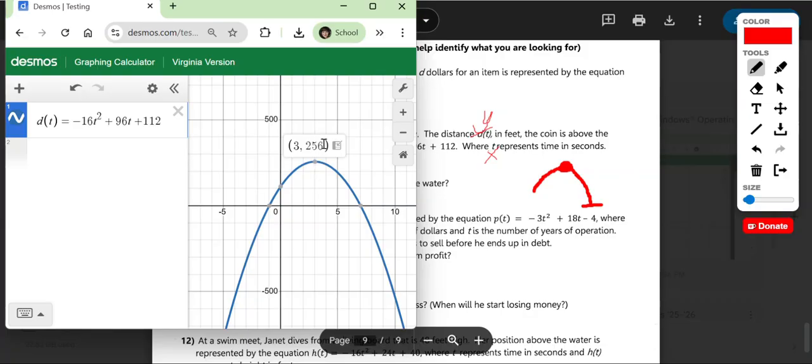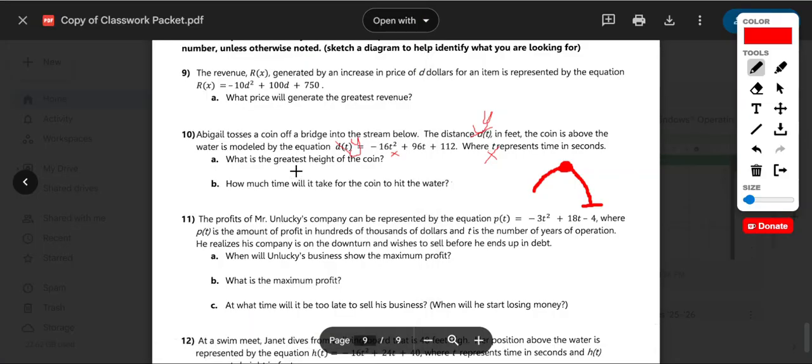3 and 256. Okay, so we have these two numbers, 3 and 256, but which one is the height of the coin? The 3 or the 256? We have to decide which is which. Now, 3 is in the x position and 256 is in the y position. Okay. So we have to decide, are they talking about x or y? Do we need the x value of this or the y value of this?